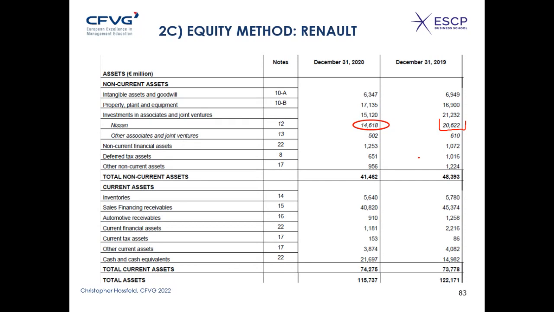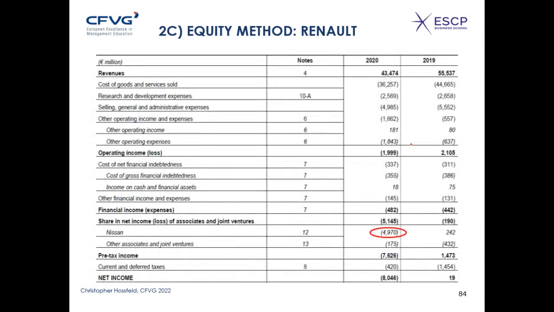Yes, indeed, Kintran, there is a loss. So that's only my share of the loss. In the income statement, I see that. So here they have share of net income of associates and joint ventures. And I see indeed there was a 5 billion loss. That means the total loss is actually much higher because that's only my 40% of the loss. So in 2020, Nissan made a huge loss, and I account immediately for 40% of this loss. Whereas in 2019, they made a small profit, and I accounted for 40% of this profit.